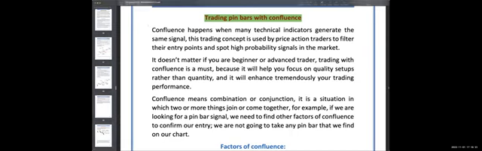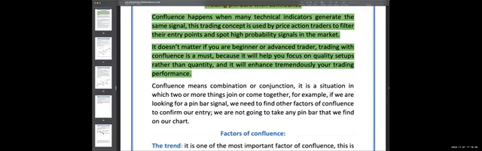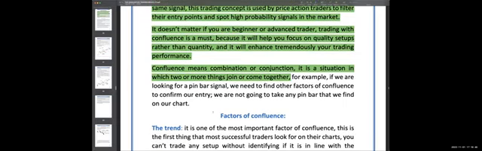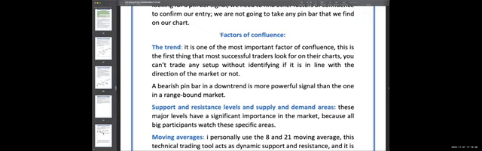So everything here is just something which must be highlighted. Confluence means combination or conjunction. It is a situation in which 2 or more things join or come together. For example, if we are looking for a pin bar signal, we need to find other factors of confluence to confirm our entry. We are not going to take any pin bar that we find on the chart. So these are the main factors which we need to look at.